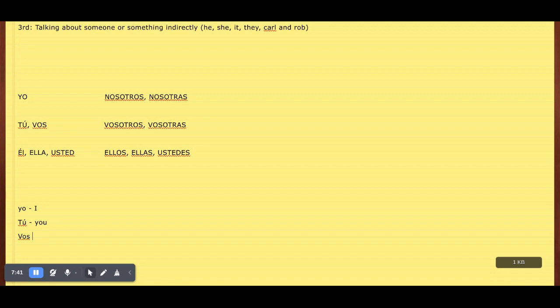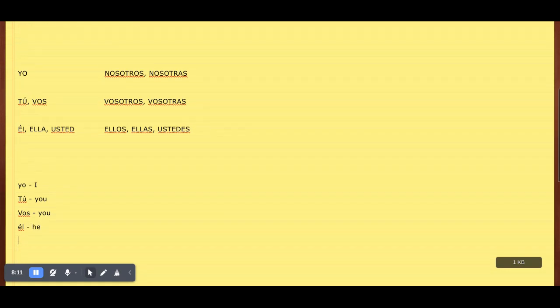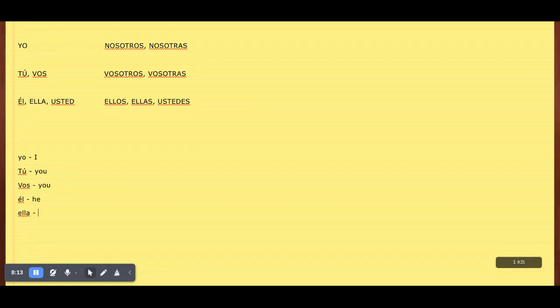Vos also means you. It's a lot less commonly used. So especially if you're in Spanish class, you're probably not going to be seeing a lot of vos. It's used a lot in places like Argentina. I lived in Colombia. I hear some people from there use it here and there. But it's a lot more scarcely used than tu. Usually when you're talking about you, you'll hear tu. Now let's talk about él. Él means him, or he, I should say. Ella means she.